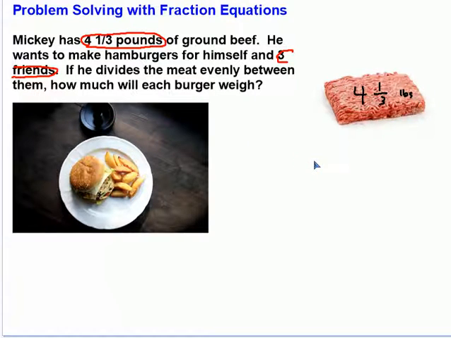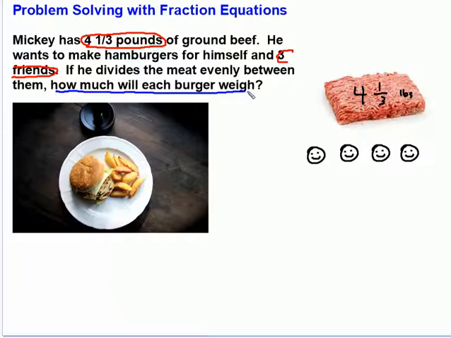So how many people does that end up being? Now we might be tempted to say 3, but it is himself and 3 people. So we wind up with a total of 4 different people. Now what kind of operation will we be using? Let's start with what we don't know. We don't know how much each burger will weigh, so we're going to use x to represent that. But we know that there will be 4 people who get the same amount, which is x. So 4 times x, and that should equal 4 1/3 pounds of hamburger.